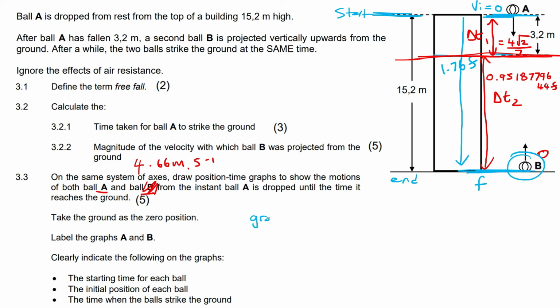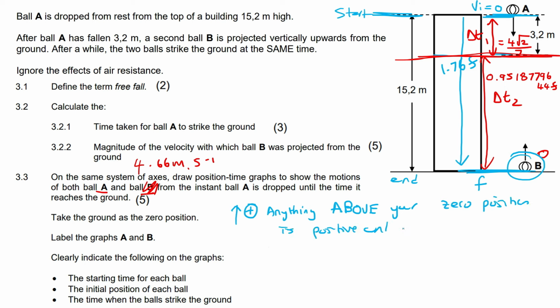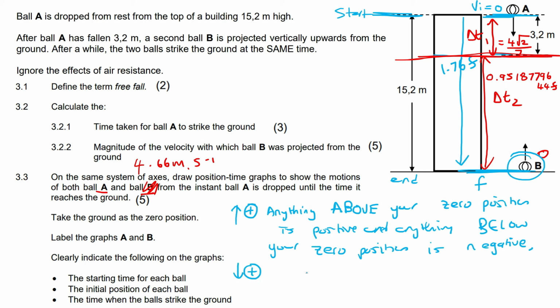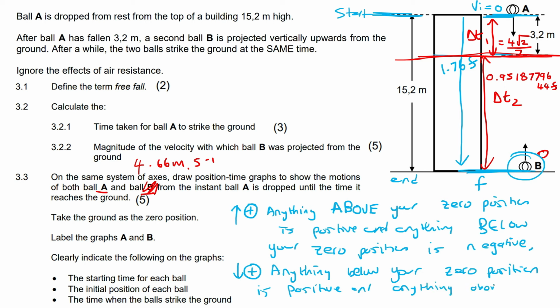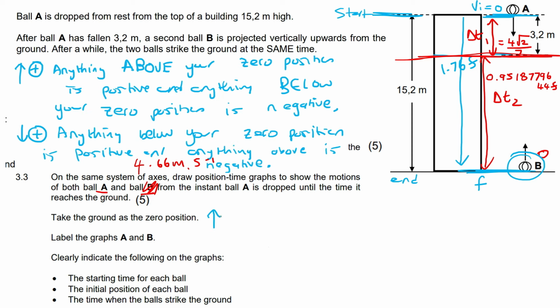So if you have ground as the zero position, then if you choose upwards as positive, what that means for a position graph is anything above your zero position is positive, and anything below your zero position is negative. If you chose down as positive, then anything below your zero position is positive, and anything above is negative. I'll show you the one where we choose upwards as positive first.